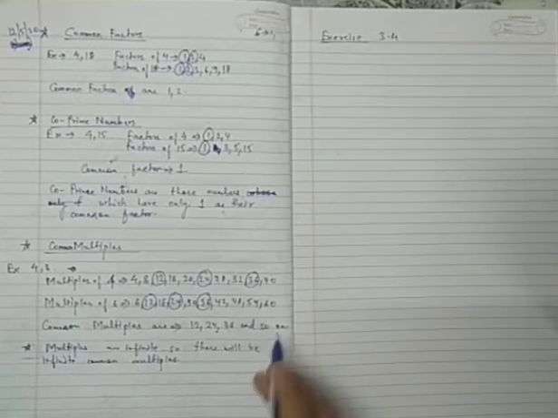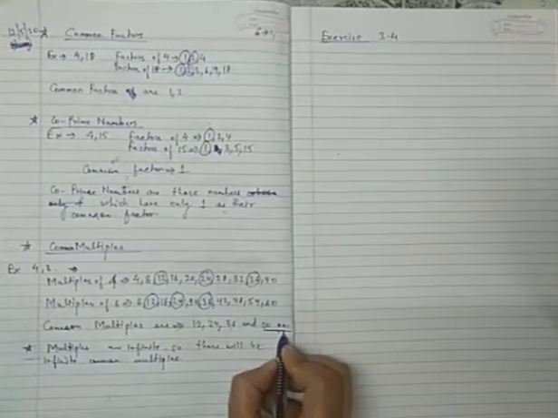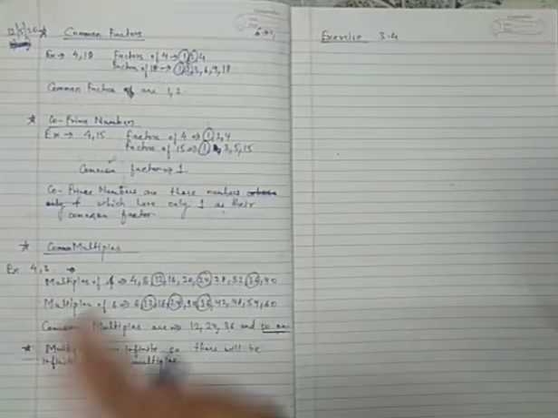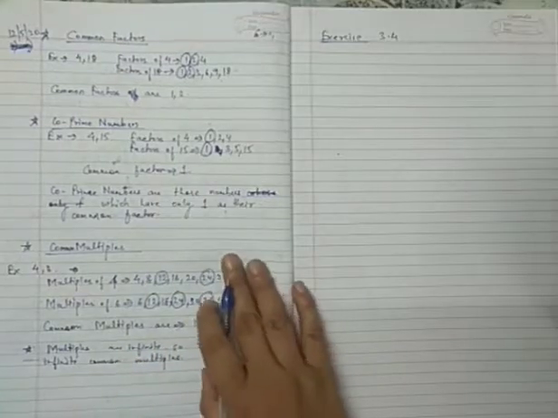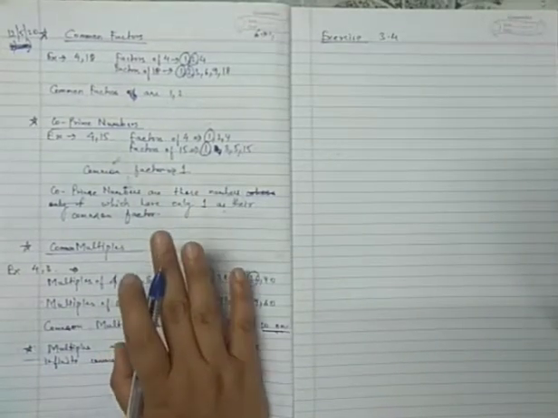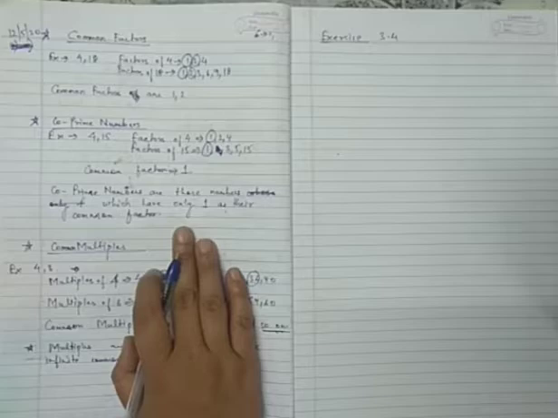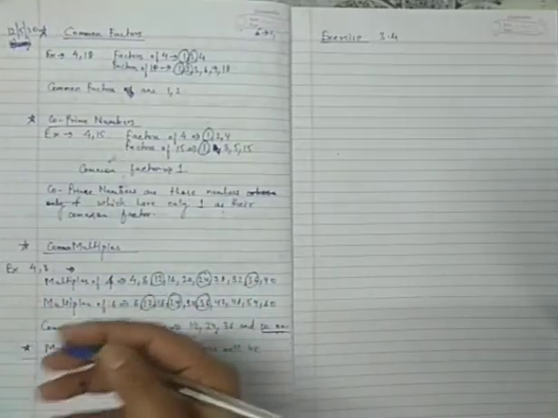What does so on mean? So on means it keeps on going further. So multiples have one property, that is, they are infinite. What does it mean?